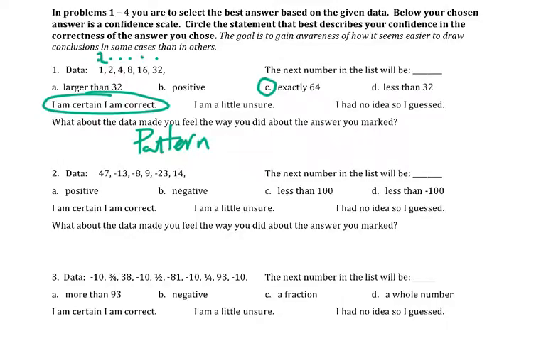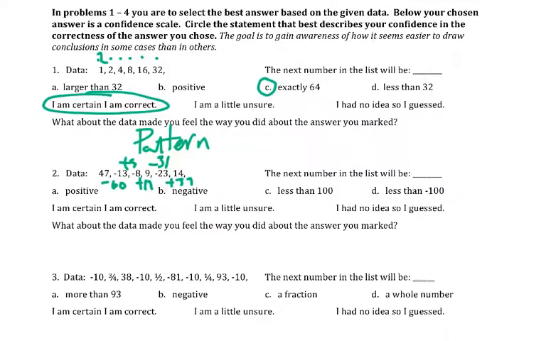Okay? Number 2, we go 47 to negative 13 to negative 8 to positive 9 to negative 23 to positive 14. So we'd subtract like 60 here, then add 5, then add 17, then subtract like 31, okay, then add 37. So there's not really a pattern here.